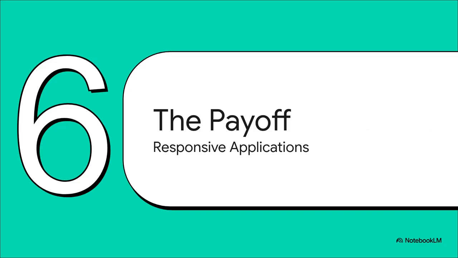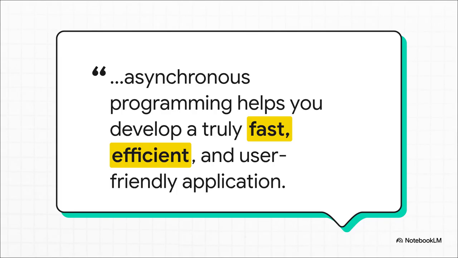Okay, so let's bring this all back home. We've talked about threads, tasks, continuations, errors. A lot of stuff. But what is the ultimate payoff? Why does all this complexity even matter? The payoff is this, right here. When you master these concepts, you can build applications that are not just fast and efficient, but truly user-friendly. No more frozen screens, no more frustrating waits, just smooth, fluid, responsive experiences that people love to use.